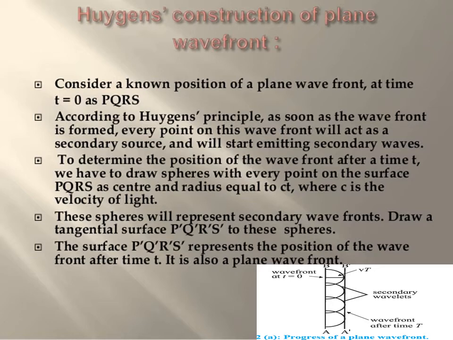To determine the position of the wavefront after time t, we have to draw spheres with every point on the surface as the center and radius equal to Ct, where c is the velocity of light. All these spheres represent the secondary wavefronts. Draw a tangential surface P dash Q dash R dash S dash to these spheres. This surface represents the position of the wavefront after time t. It is also a plane wavefront.